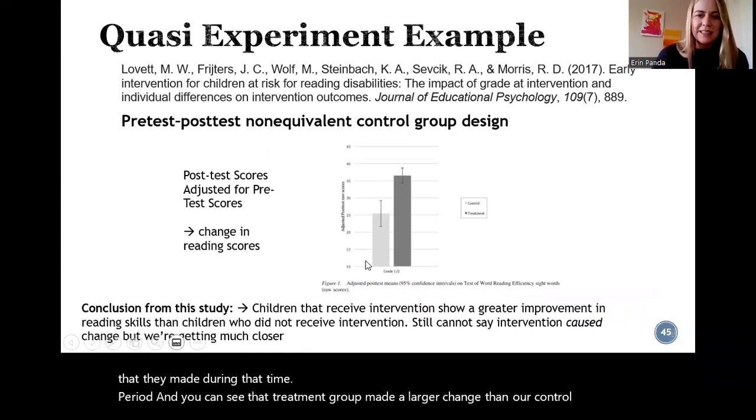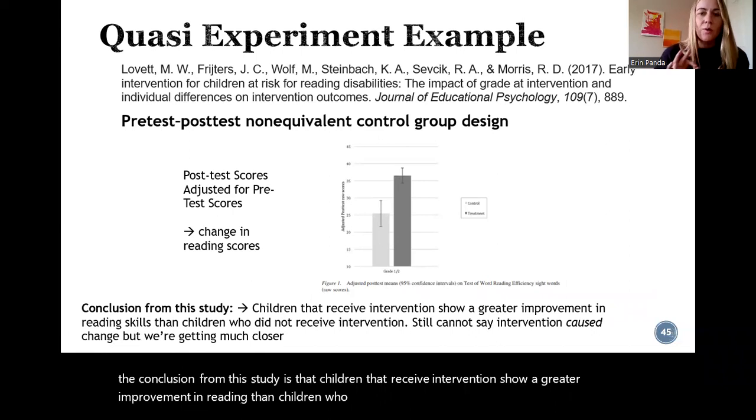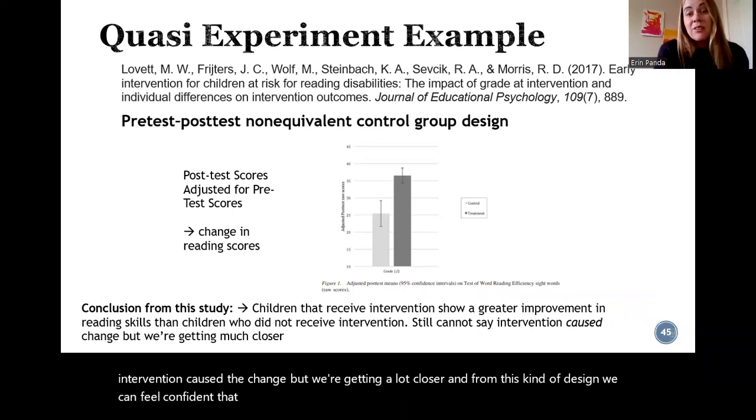So the conclusion from this study is that children that receive intervention show a greater improvement in reading than children who don't receive intervention. We still can't say that intervention caused the change, but we're getting a lot closer. And from this kind of design, we can feel confident that the intervention works.